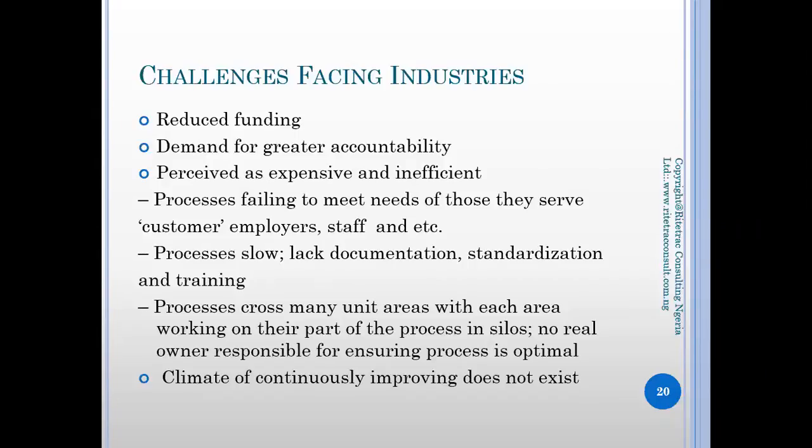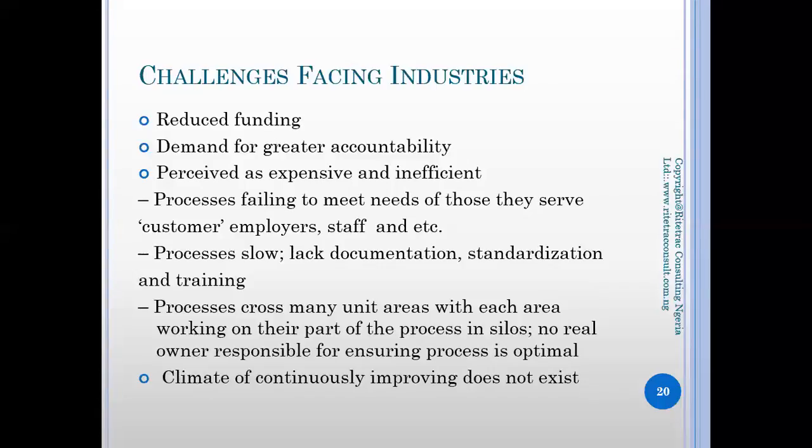Reduced funding. Right now, we're in Nigeria. We're facing a lot of reduced funding and even low patronage in different economies within the nation and so many other countries of the world. There is a demand for greater accountability. People need greater accountability. The government of the day is saying that they need to get things done perfectly well.